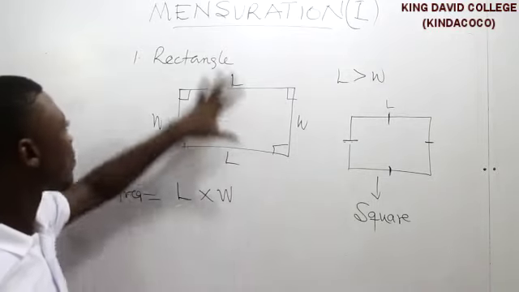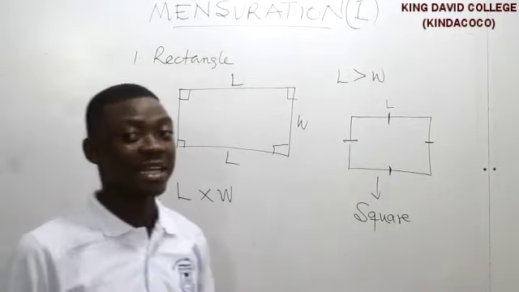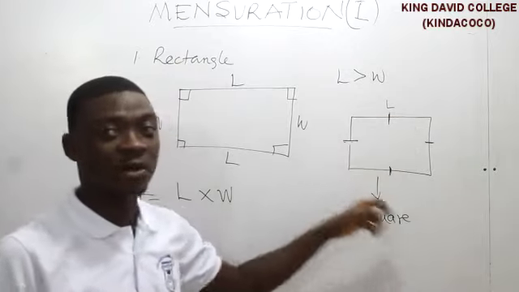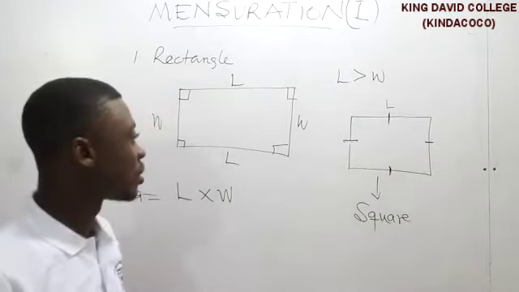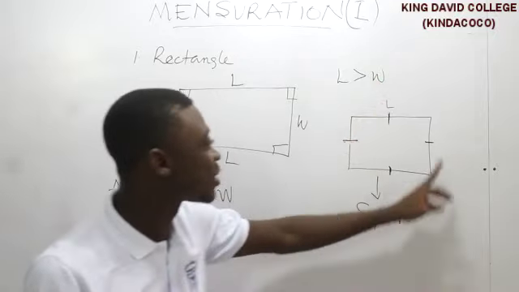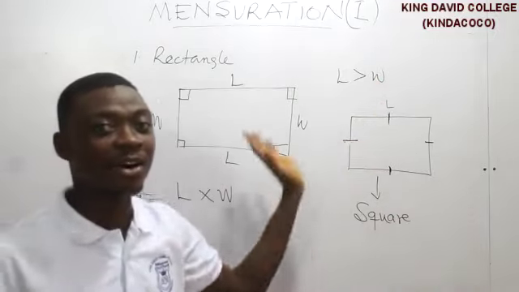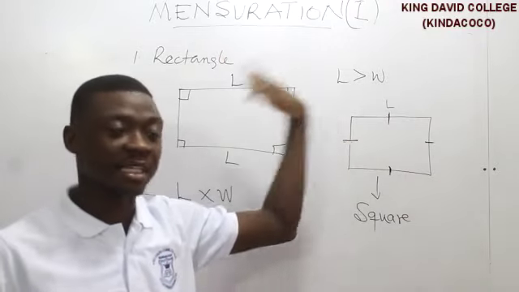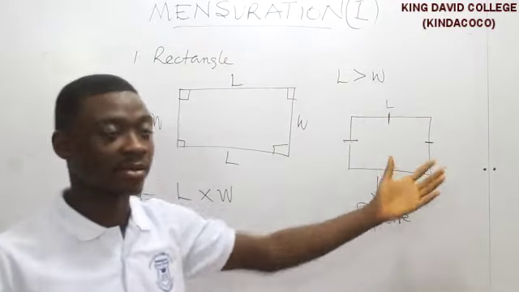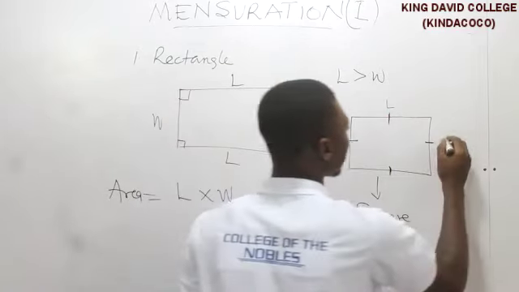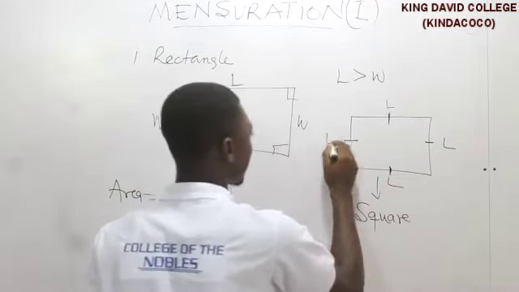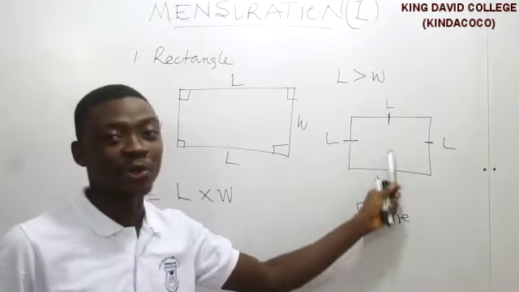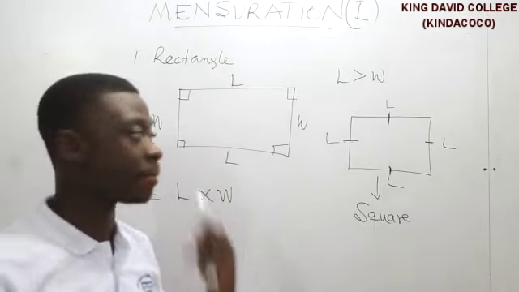So the behavior of a rectangle and a square are the same. Just that in a square, all the four sides are equal. So instead of calling this length and this width, they are all lengths. They are all of the same size or the same distance. So this length, this is also length, this is also length, and this is also length. Then when you have that situation, you are tackling a square. Very well.